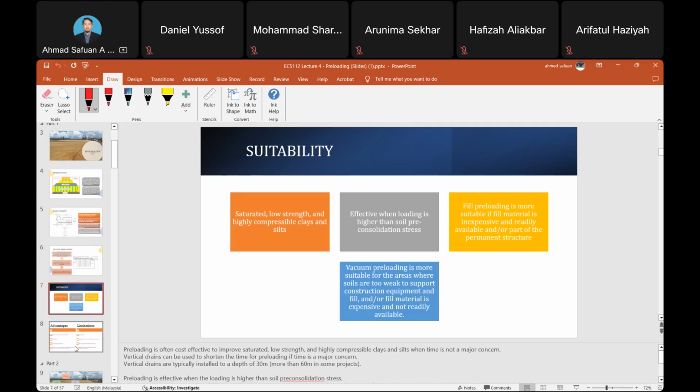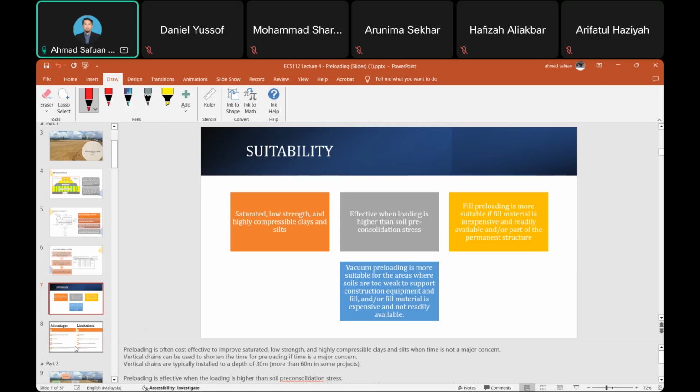Now we look at the suitability of the preloading methods. Preloading is often cost effective to improve saturated, low strength, and highly compressible clay and silt when the time is not a major concern. This means that if there is no limitation of time, then preloading itself is suitable to be used.